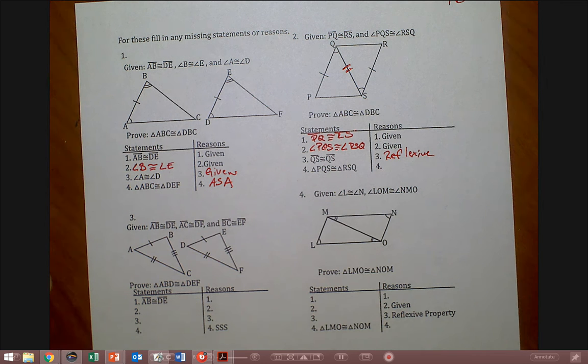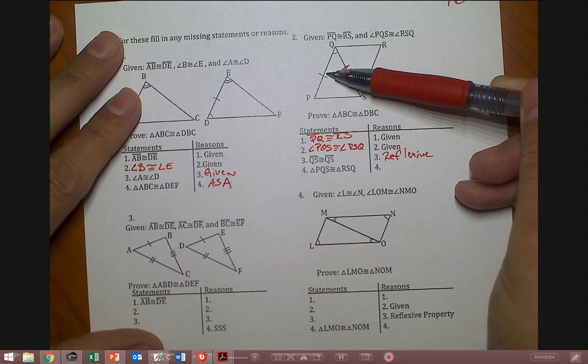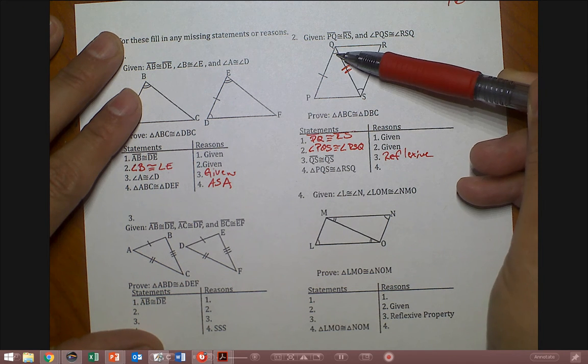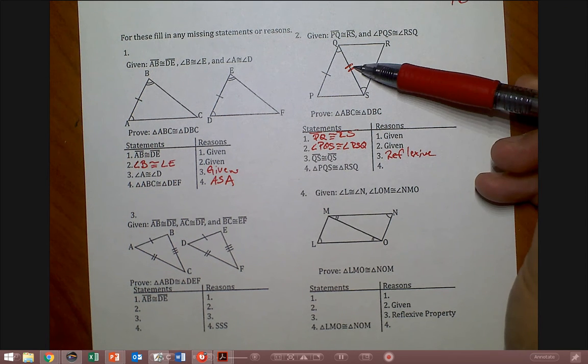How are these congruent? I have one person says side angle side. Anyone else agree? Let's take a look. This is a side. Come on, class. Side. This is a side. Angle. That one's an angle, and this is a side.